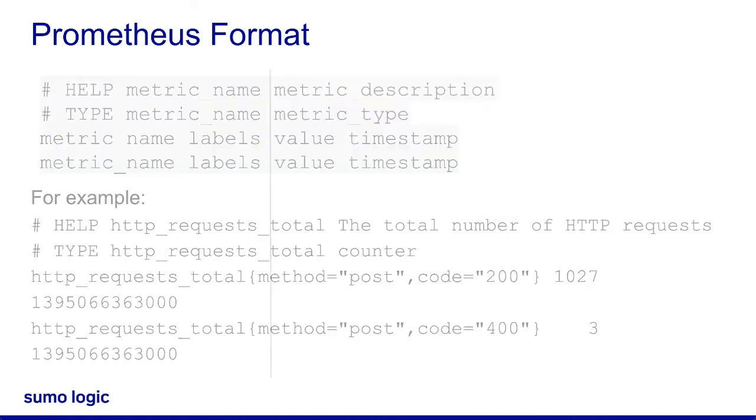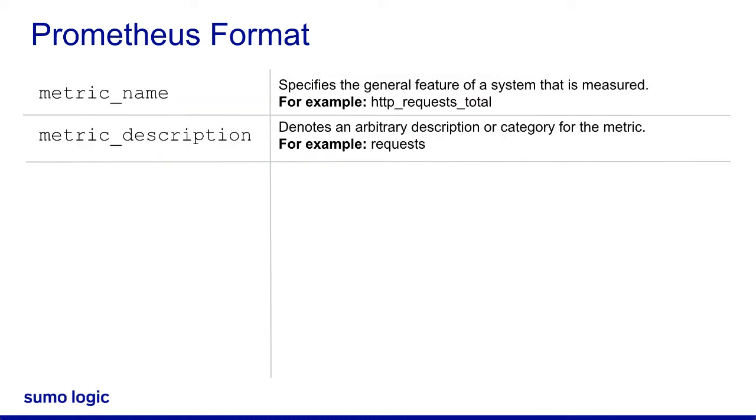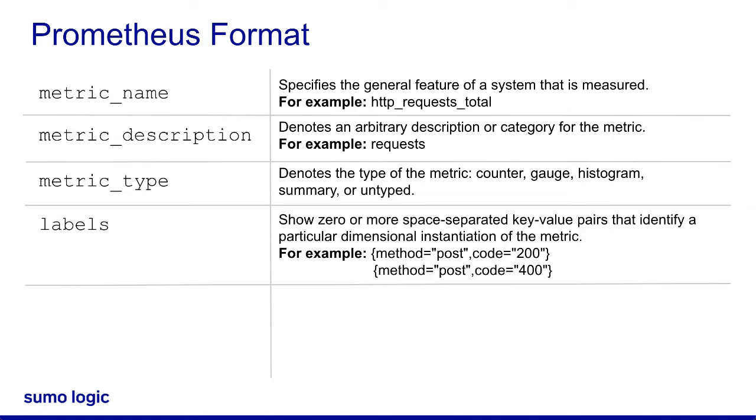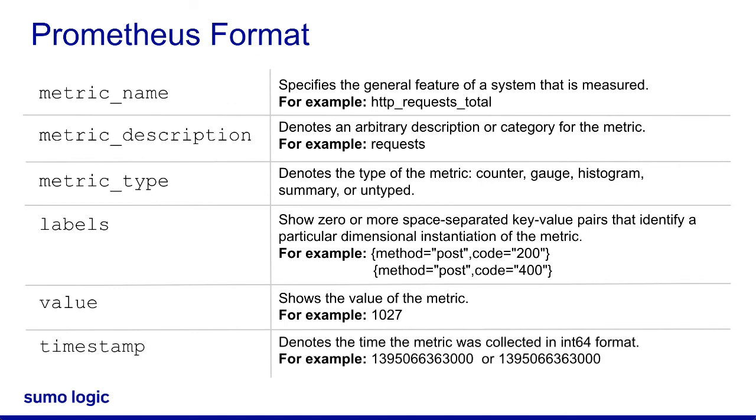In this metric, metric name specifies the general feature of a system that is measured. Metric description denotes an arbitrary description or category for the metric. Metric type denotes the type of the metric, either counter, gauge, histogram, summary, or untyped. Labels show 0 or more space-separated key-value pairs that identify a particular dimensional instantiation of the metric. Value shows the value of the metric. Timestamp denotes the time the metric was collected in INT64 format.